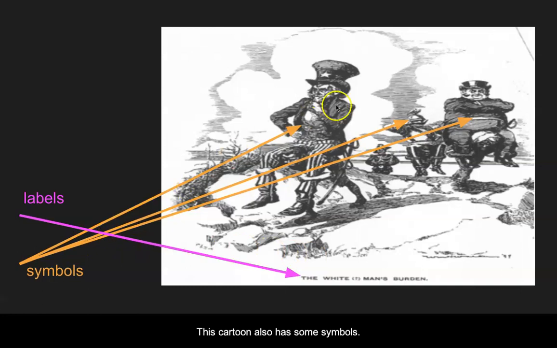This cartoon also has some symbols. So you see Uncle Sam there. Anytime you see Uncle Sam, he is a symbol for the United States. So he symbolizes the United States. You're probably not familiar with this guy, but if you were from England or Britain, you'd recognize him, and he's just a symbol for Britain. And then this guy back here, his hat, his dress, he's dressed kind of like a German commander. And so this is a symbol for Germany.